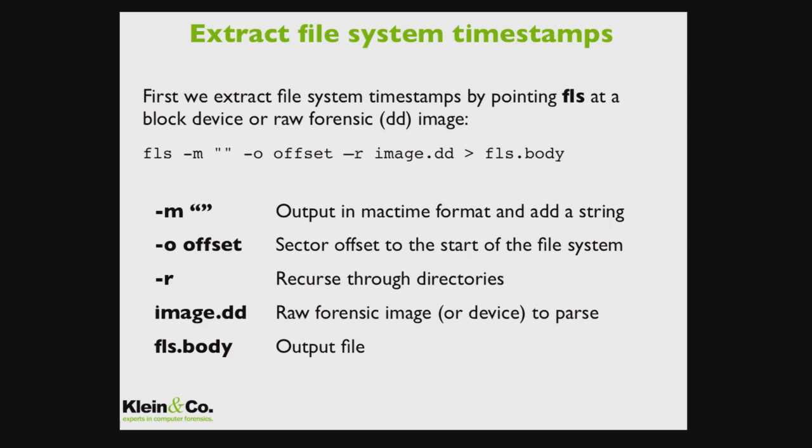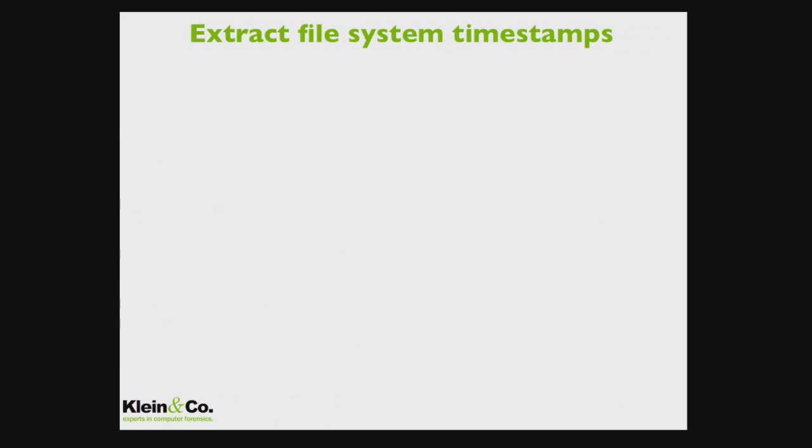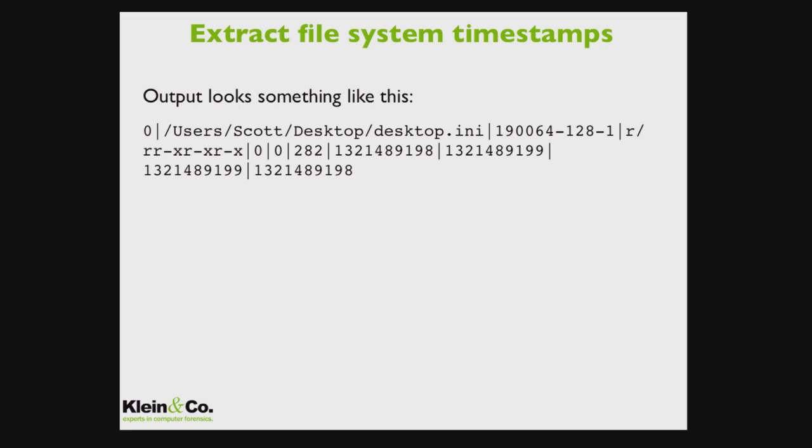o is our sector offset to the start of the file system within the image. Obviously, if you're pointing at a partition like dev SDB2, then you don't need to specify the offset. r will recurse FLS through the file system. That's our raw image that we're going to use, or we can use a device. And fls.body is simply the output file. You'll see this body is just an arbitrary extension, but again, it makes it easy to identify that what you're outputting is what's called a body file in MacTime speak. So you run that against your file system. It can take a matter of seconds, and your output is going to be a massive file that has lots and lots of lines that look like that.